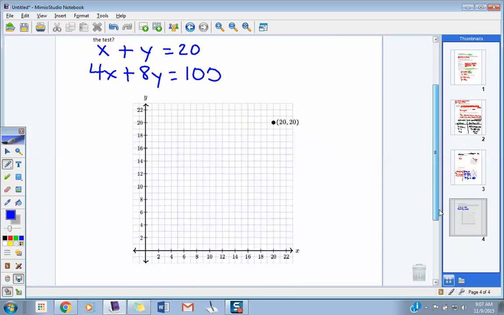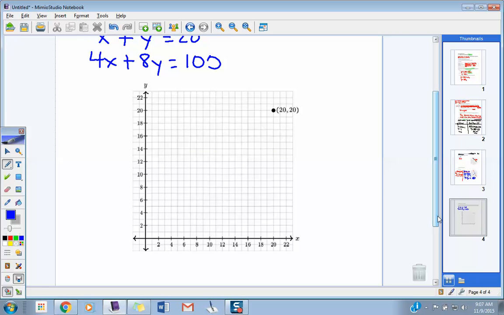Okay, so here's what I'm going to do. Down on the x-axis, I'm going to say x represents the number of true-false questions. Y represents the number of multiple choice questions.